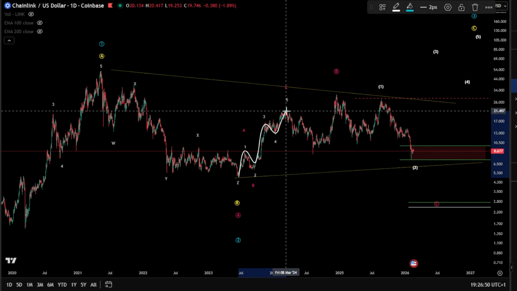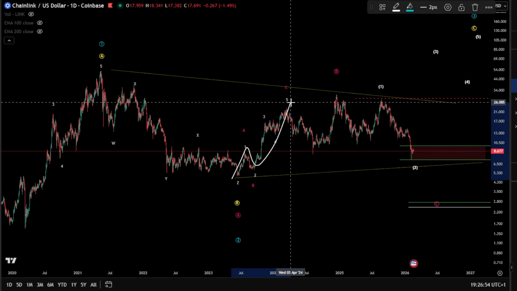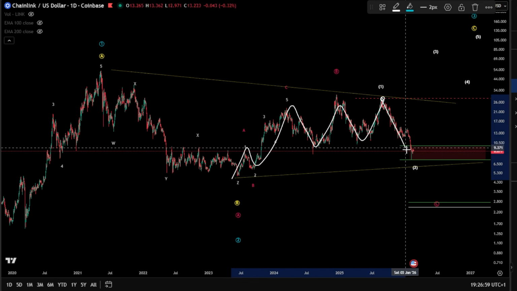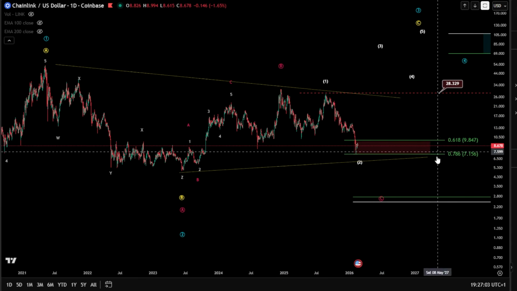And then you have, it can be an ABC there, 1, 2, 3, 4, and a 5. ABC, 1, 2, 3, 4, and a 5, leading diagonal. And then wave 2, of course, towards the downside, hitting the perfect fib levels for the wave 2.